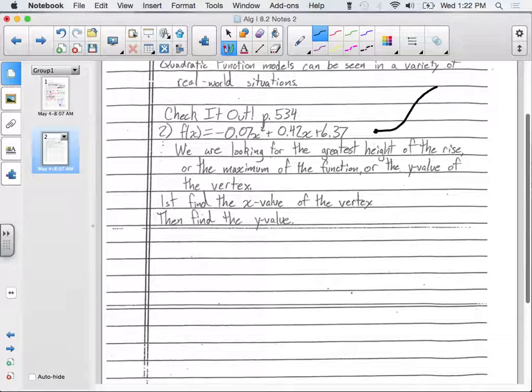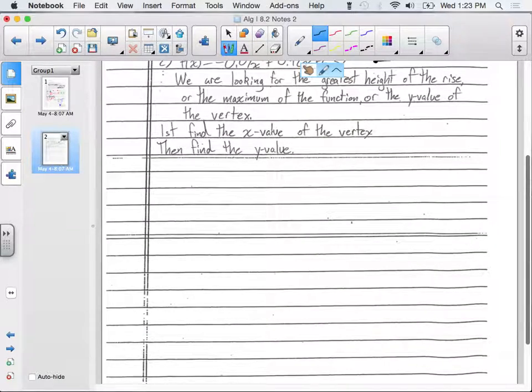So we're asked to find what for this problem? Carly? Greatest height of the rise. Right, so we're asked to find the greatest height. We're asked to find this point right here, the very highest point of this small rise that we're going on in this roller coaster. So vertex? Exactly. We're looking for the greatest height of the rise or the maximum of the function, which is also the vertex, or the y value of it, excuse me. So how would we find the y value of it? We do what we just did on the front side, we have to find the vertex of it.